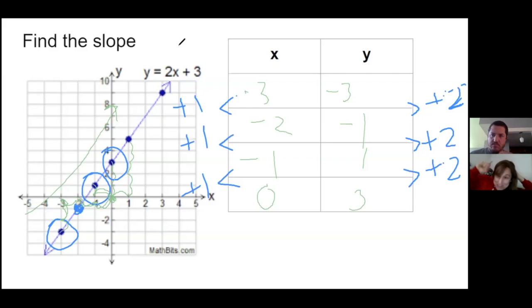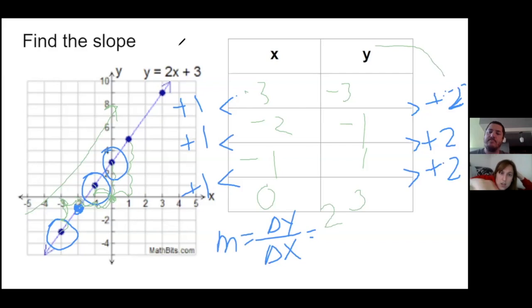Okay. So then our slope, remember, is m equals what y changed by over what x changed by. Change in y over change in x. So y changed by 2. And then x changed by 1. So there's that 2 over 1. But if we wanted to reduce it, it would reduce to 2. Right. So m equals 2.